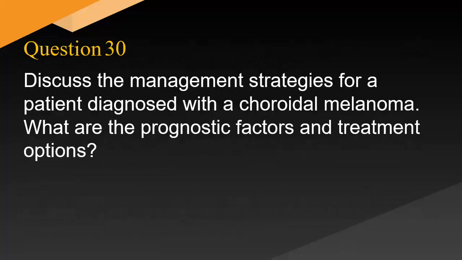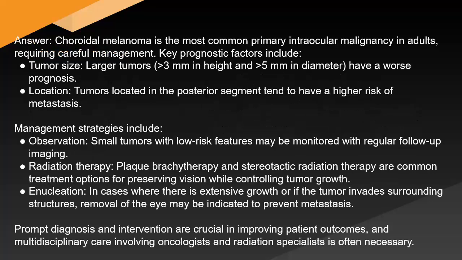Discuss the management strategies for a patient diagnosed with a choroidal melanoma. What are the prognostic factors and treatment options? Answer: choroidal melanoma is the most common primary intraocular malignancy in adults, requiring careful management. Key prognostic factors include tumor size. Larger tumors, over 3 mm in height and 5 mm in diameter, have a worse prognosis. Location: tumors located in the posterior segment tend to have a higher risk of metastases.